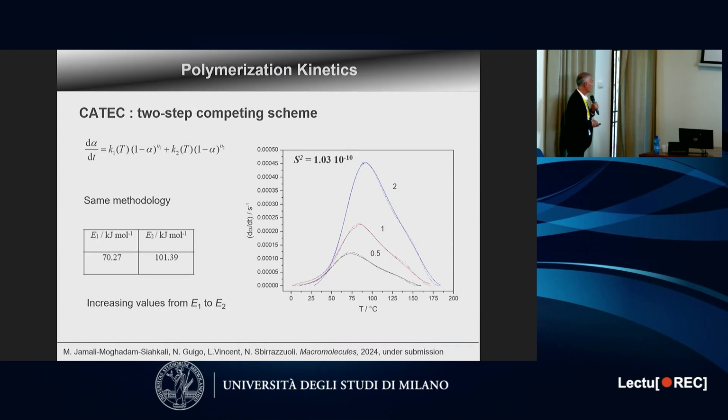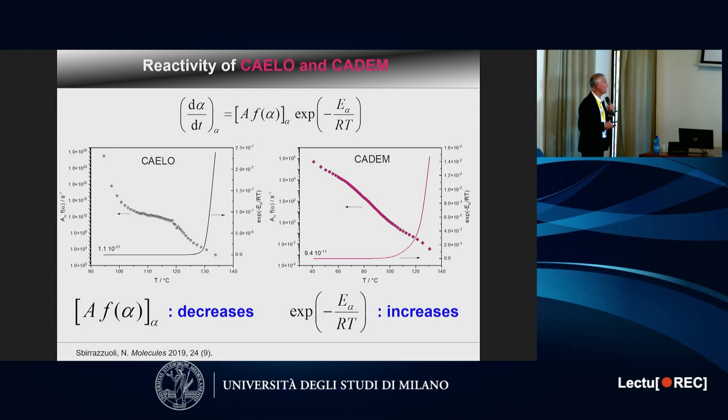And now, another interesting point is that with the model-free method, we can estimate the contribution of the pre-exponential factor and the contribution of the energy barrier. So we can separate these two contributions. If we look at the reference system and the DEM, you see that the contribution of the pre-exponential factor decreases and the contribution of the exponential term, the energy barrier, increases during the polymerization. So this one decreases and this one increases during the polymerization.